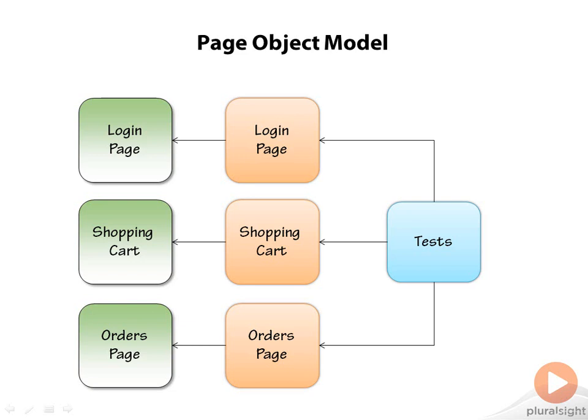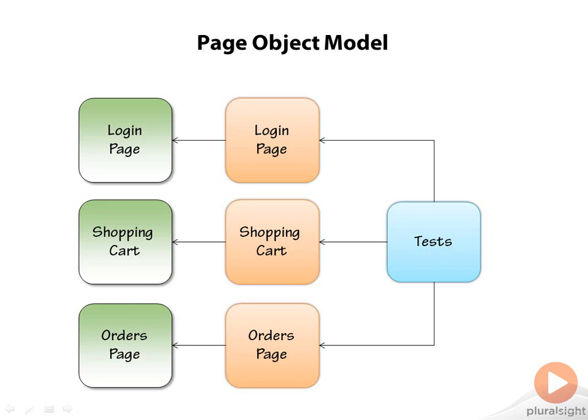Part of this idea of the page object model is designing this high-level API. You're thinking about designing your framework for your tests to use in the same way that a user might use the web page. And by doing it that way, you make it very simple to write your tests and to understand your tests.